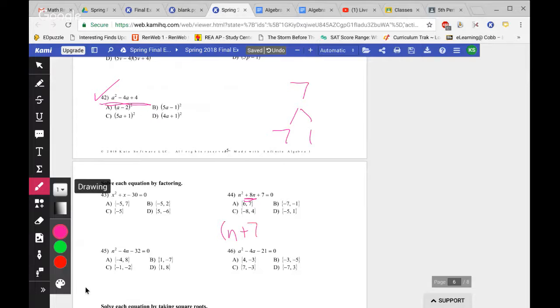You're doing good. Okay, so now you have n plus 7, n plus 1 equals 0. Now you'll set each factor equal to 0. So set n plus 7 equal to 0, solve for n, and tell me what you get.